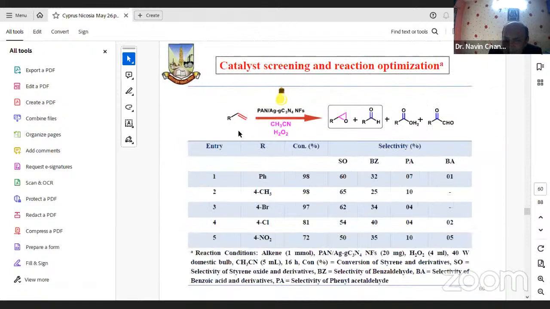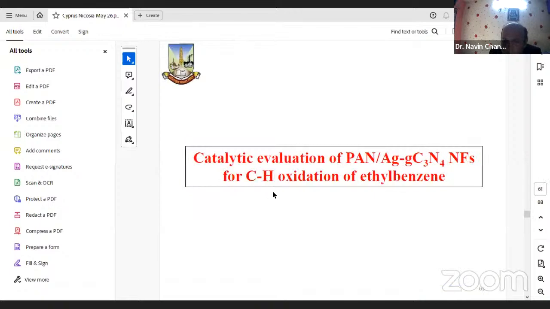Catalyst screening and reaction optimization. We have done this screening. We have changed the alkyl group here: H, CH3, Br, Cl, NO2. Conversion 98% for phenyl, 98% for methyl. But when we talk about the styrene oxide, 65% is possible in case of the alkyl group, that is a CH3 group. Okay, means it is very much selective for the CH3 alkyl group.